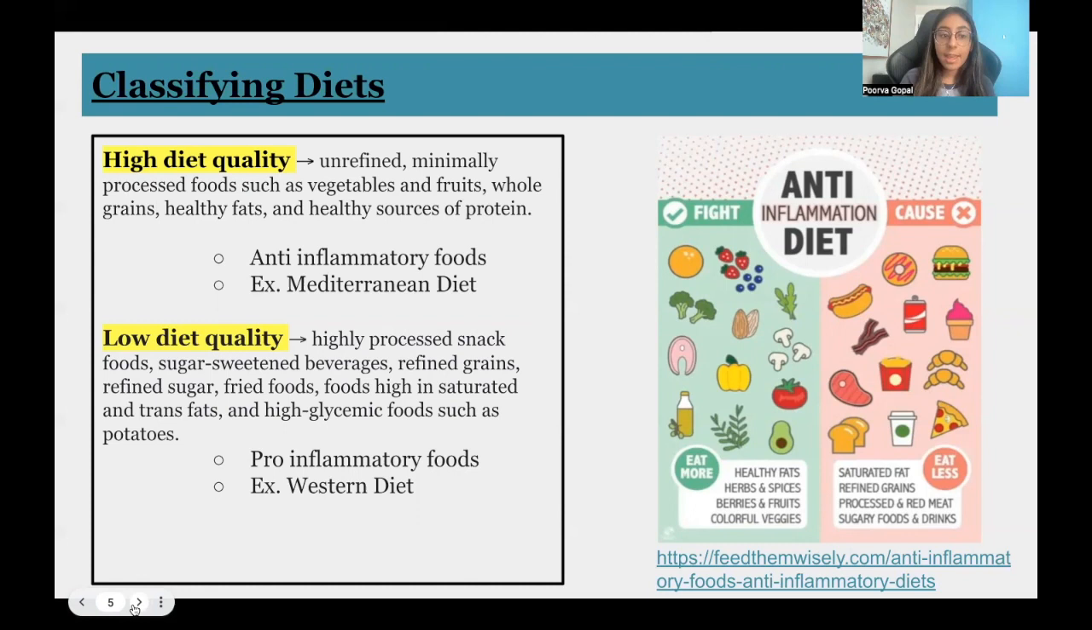On the other hand, low diet quality consists of highly processed snack foods, sugar-sweetened beverages, and that pack of Doritos that you had for lunch. And low diet quality includes pro-inflammatory foods, which can trigger inflammation in the gut. And one example of this is the Western diet.